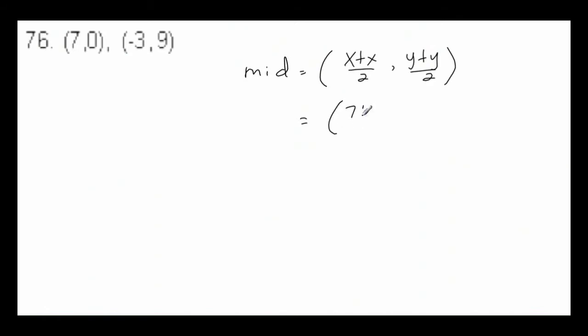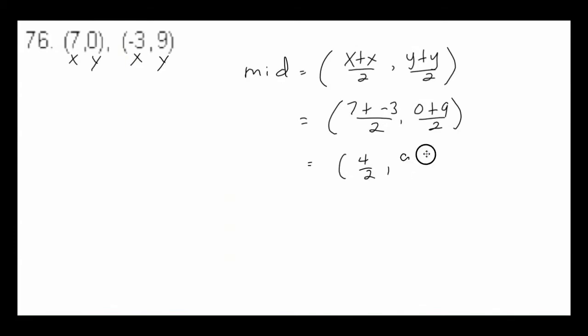So I have 7 plus 0 divided by 2. Oops, made a mistake, didn't I? Put the 7 and the 0. So be careful of that. I took the x and the y. Okay, so 7 plus -3. So in order to avoid that, you might do this: x, x, y, y. Then you can avoid the mistake I just made. Okay, my y's are 0 plus 9 divided by 2. So 7 plus -3 is 4 over 2. 0 plus 9 is 9 over 2.